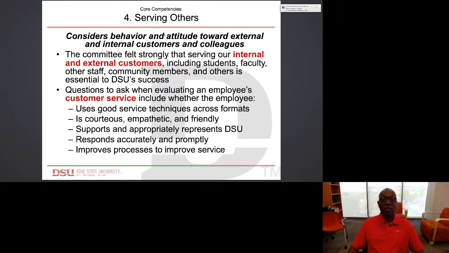Our fourth competency, serving others, considers behavior and attitude toward external and internal customers and colleagues. The committee felt strongly that serving our internal and external customers, including students, faculty, other staff, community leaders, and others, is essential to DSU's success. Questions to ask when evaluating an employee's customer service include whether the employee uses good service techniques across formats, is courteous, empathetic, and friendly, supports and appropriately represents the university, responds accurately and promptly, and improves processes to improve service.